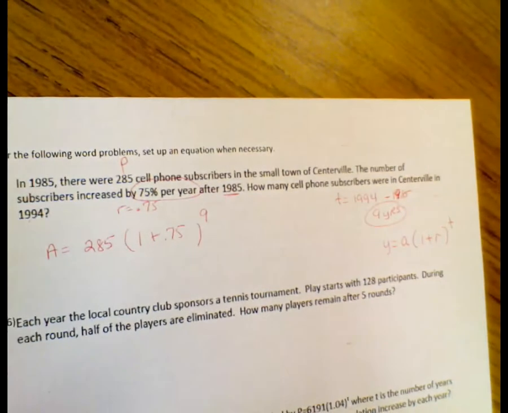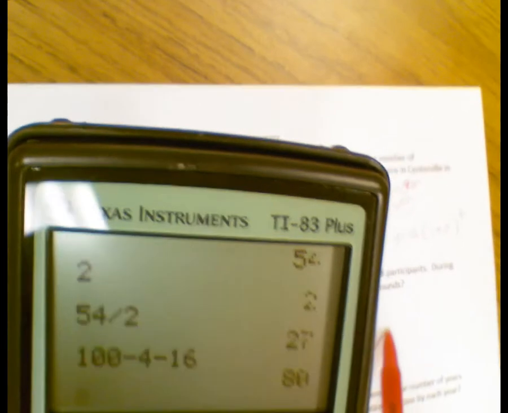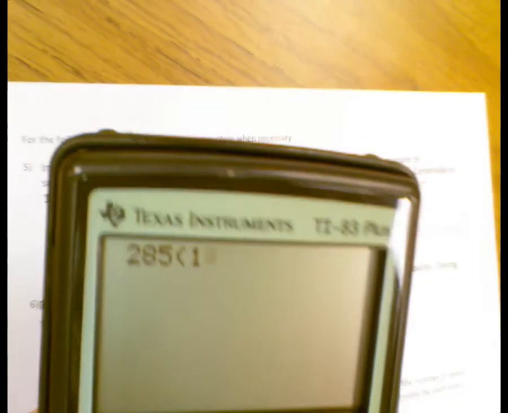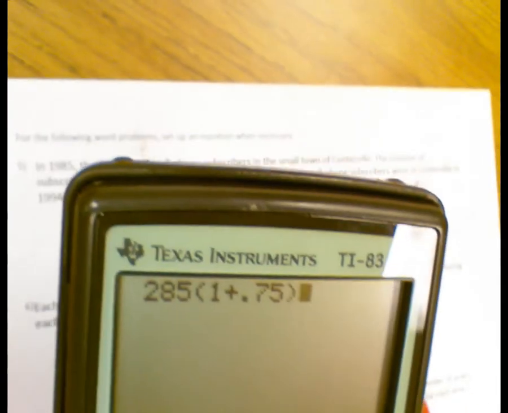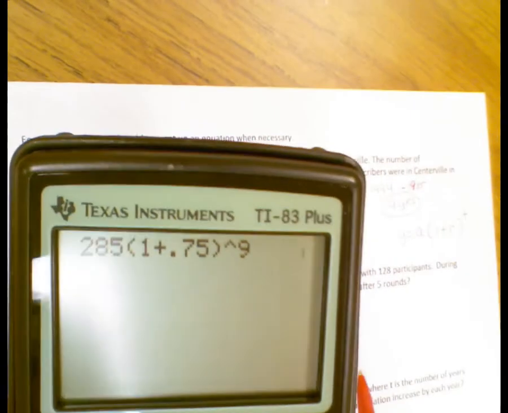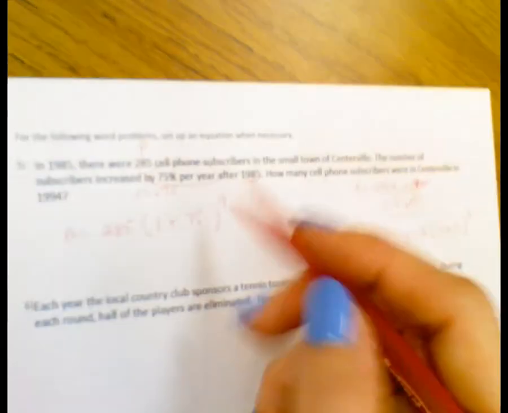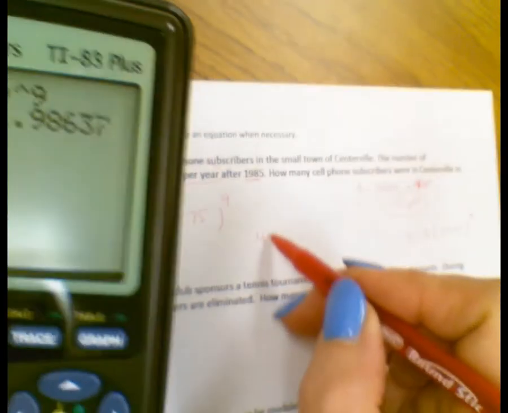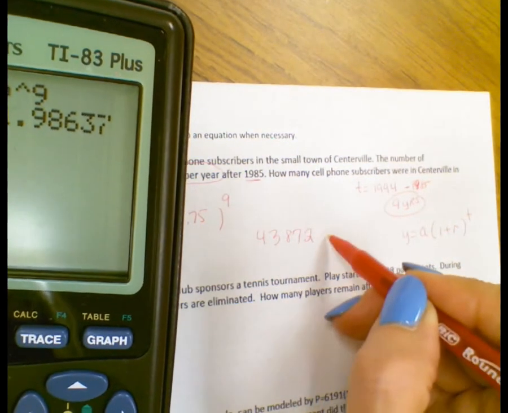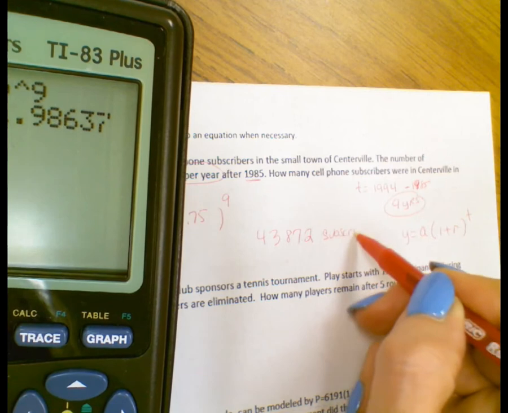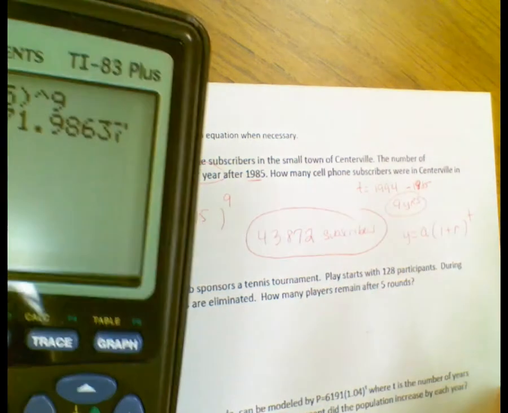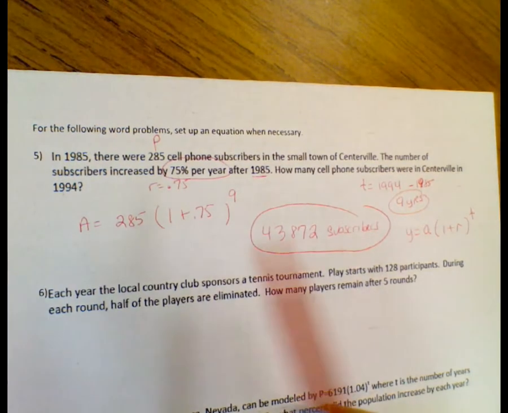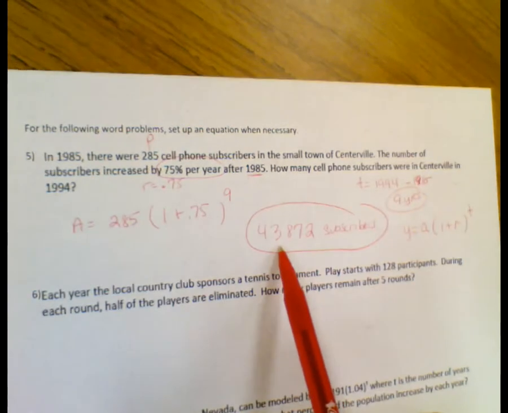So this is a straight calculator here. So go to your blank screen. Clear it out. So we have 285 times (1 plus 0.75), parenthesis, raised to the 9th power. So that means there are, now we're going to round to the nearest person. This is people, so let's round up. 43,872 subscribers. So they started at 285 back in 1985, and now there's 43,000 people in 1994.